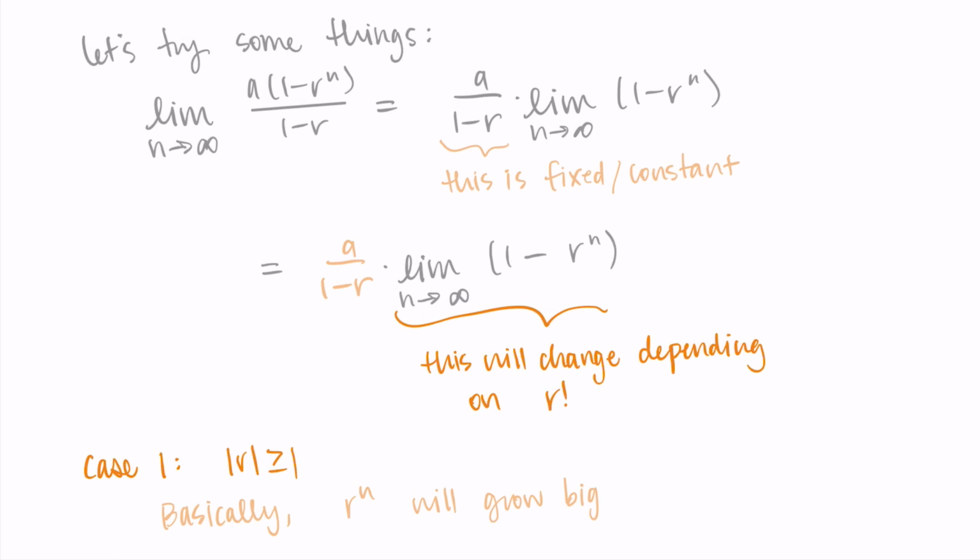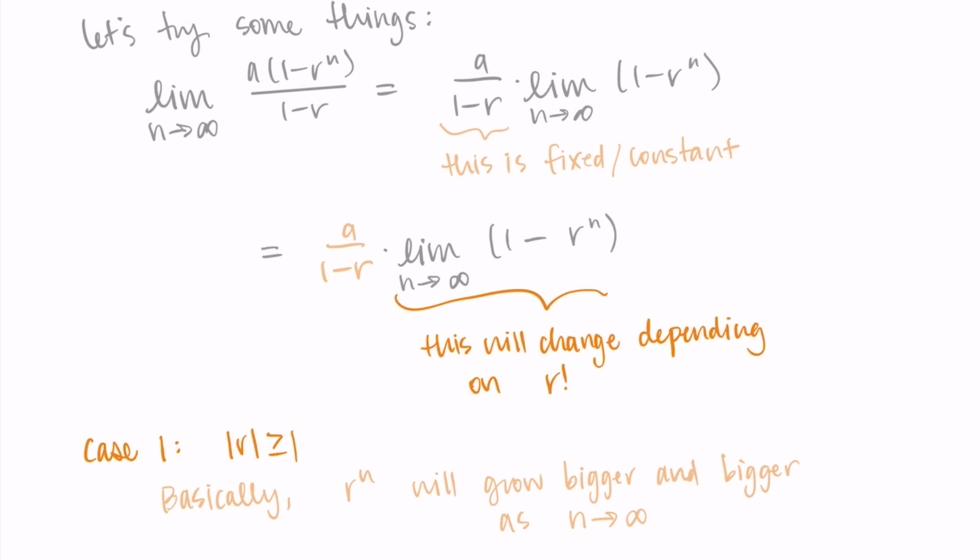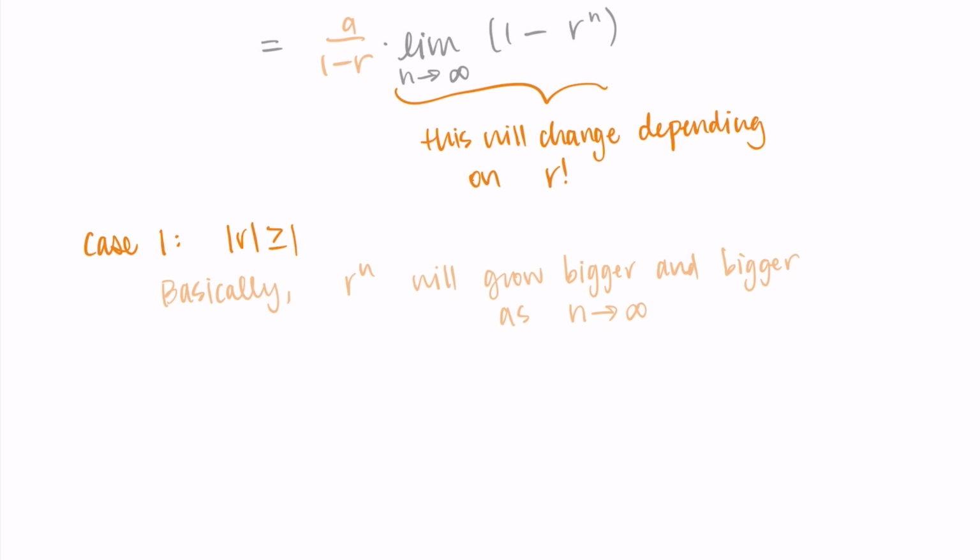So what's happening is that basically r to the n will grow bigger and bigger as n approaches infinity. As n gets larger, we're taking something bigger than 1 and multiplying it by itself over and over and over again. That's going to get really large. And so the limit with the 1 minus r to the n is going to go to infinity in some way. So the limit of 1 minus r to the n is not going to settle on a specific point. It's just going to continue to grow and grow.